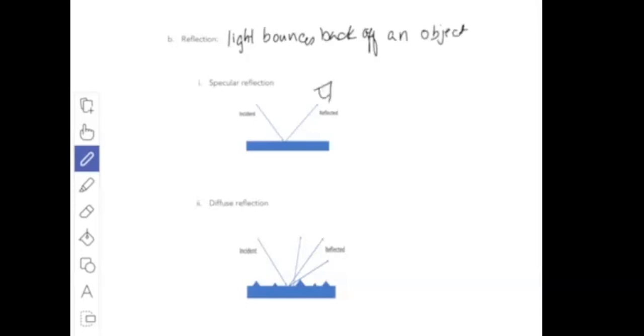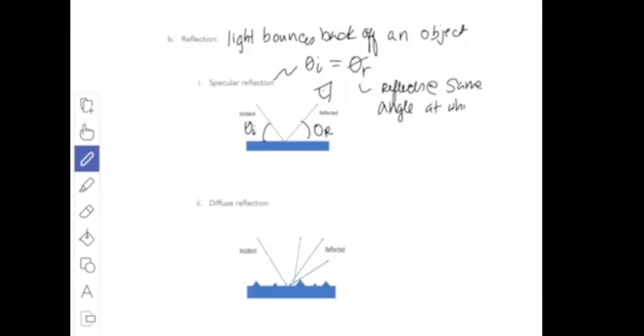The first type of reflection is called specular reflection. Specular reflection is when all of the light is reflected back off the surface of the object at the same angle as the angle of incidence. For this to happen, the surface of the object has to be completely, perfectly smooth.